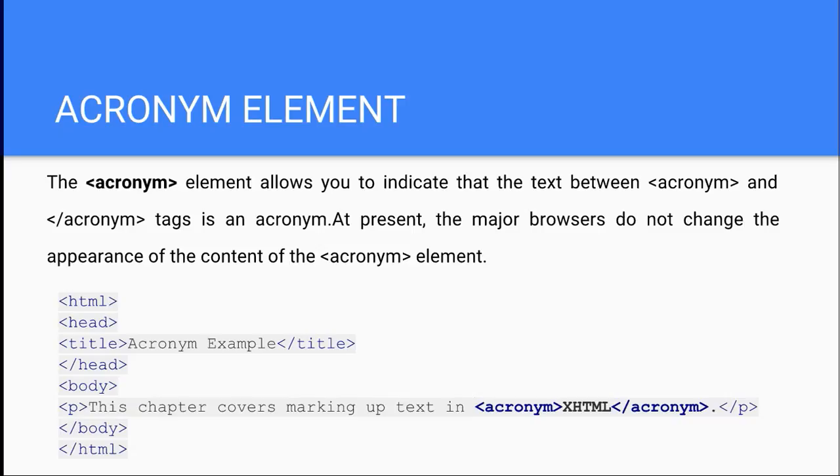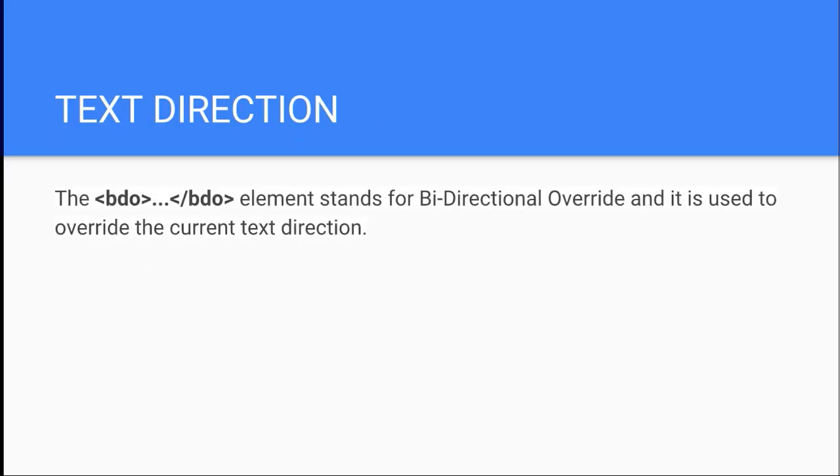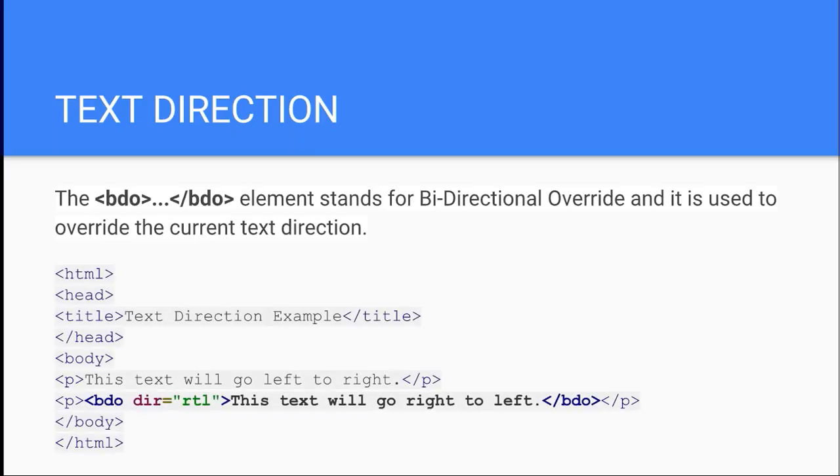And the next tag is text direction. What is this text direction? The BDO and /BDO element stands for bidirectional override, and it is used to override the current text direction. So how does it work? This is nothing but displaying the text direction in a different way. Let us try this example so that you can understand it better.